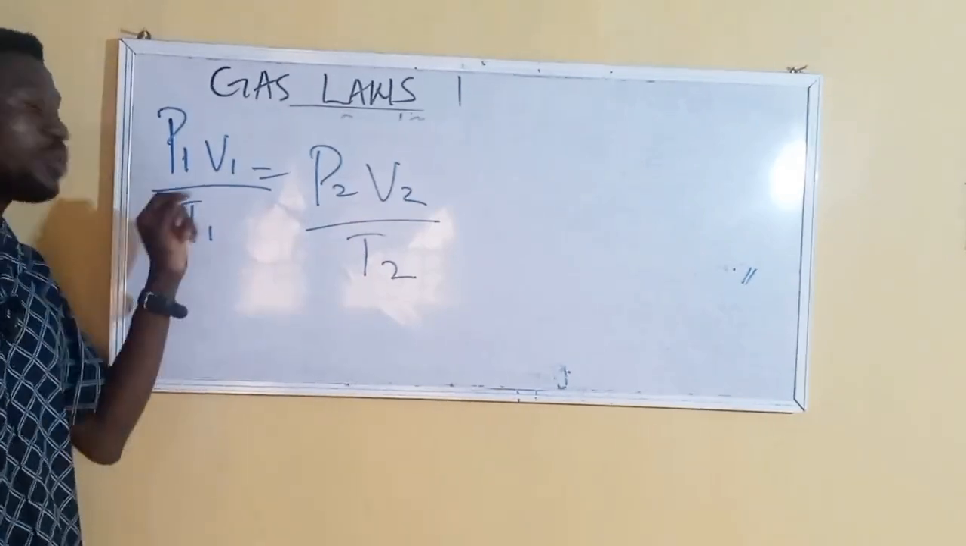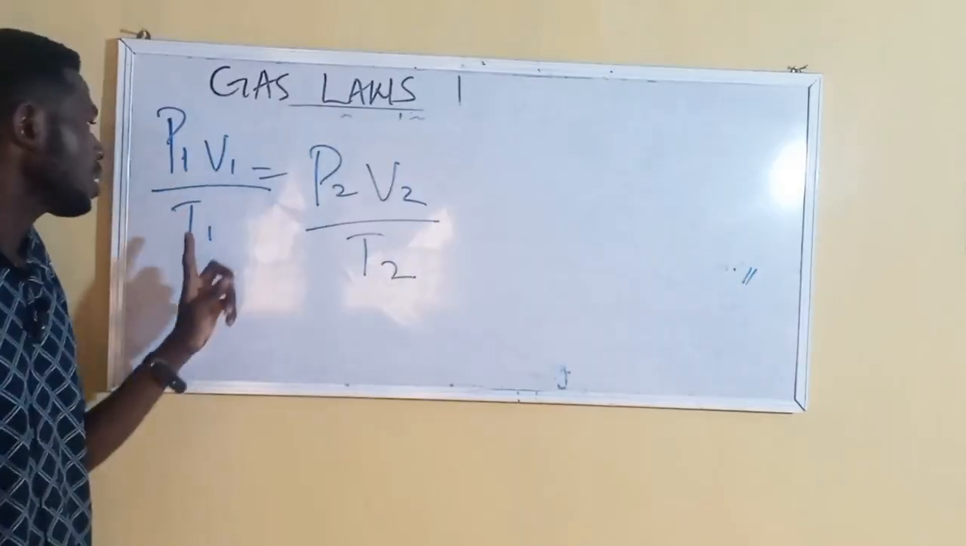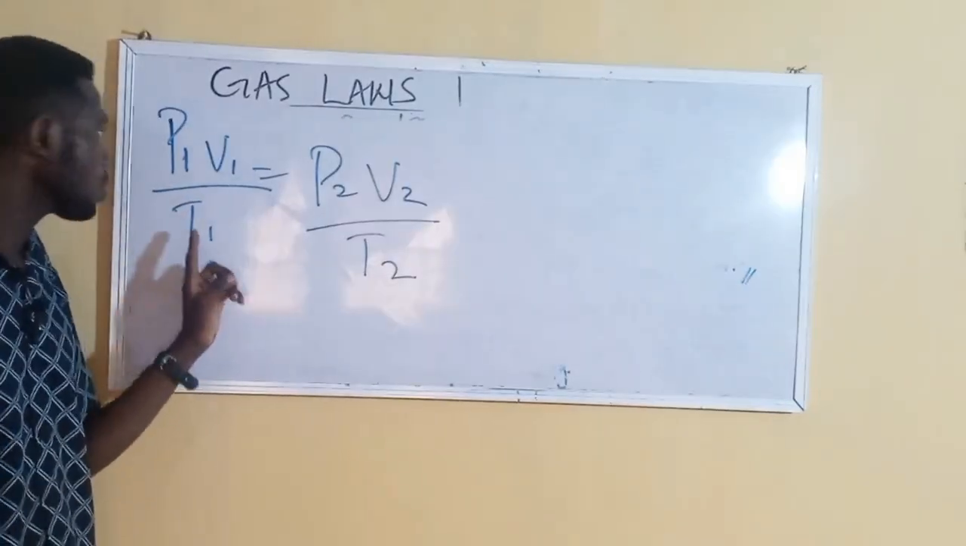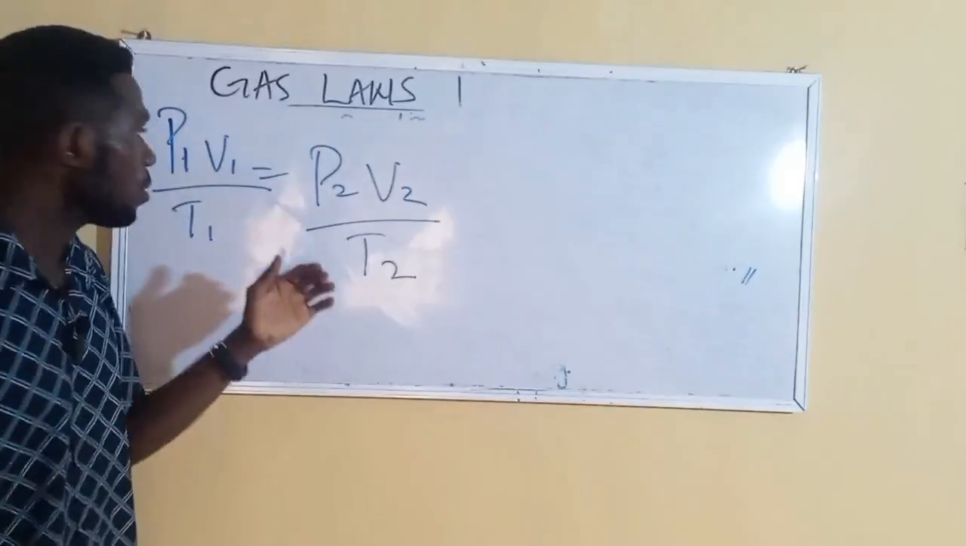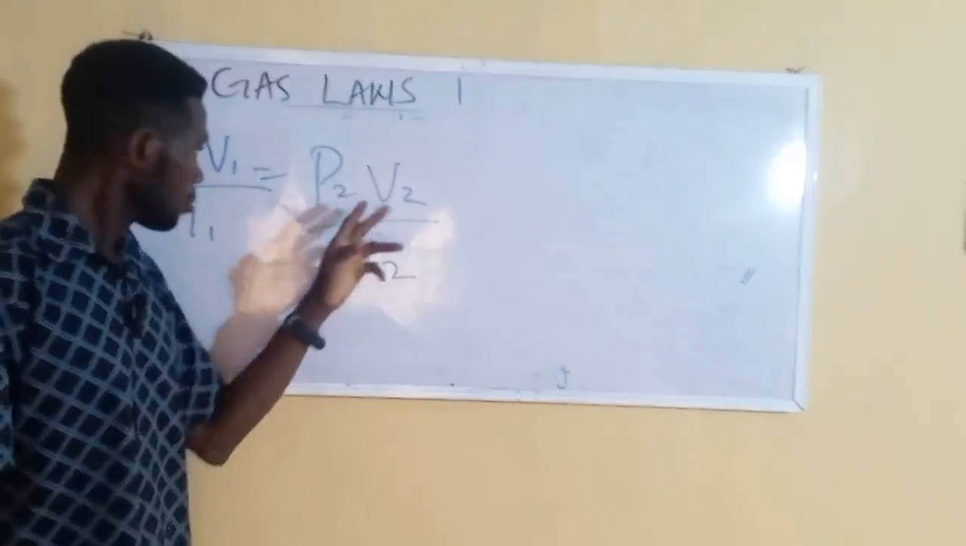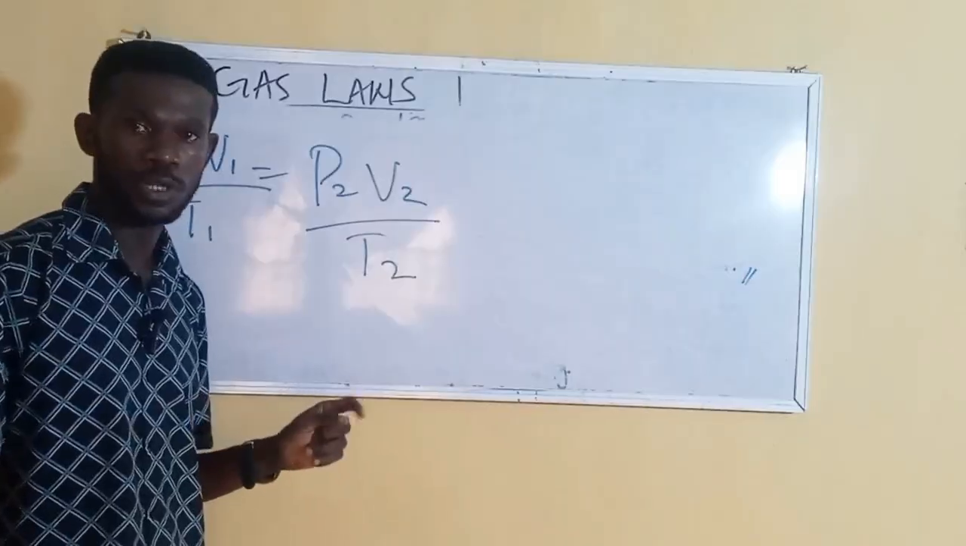Now, what's your P1? Your initial pressure. V1 stands for initial volume, and T1 stands for initial temperature. P2 stands for the new pressure, V2 stands for the new volume, and T2 stands for the new temperature.